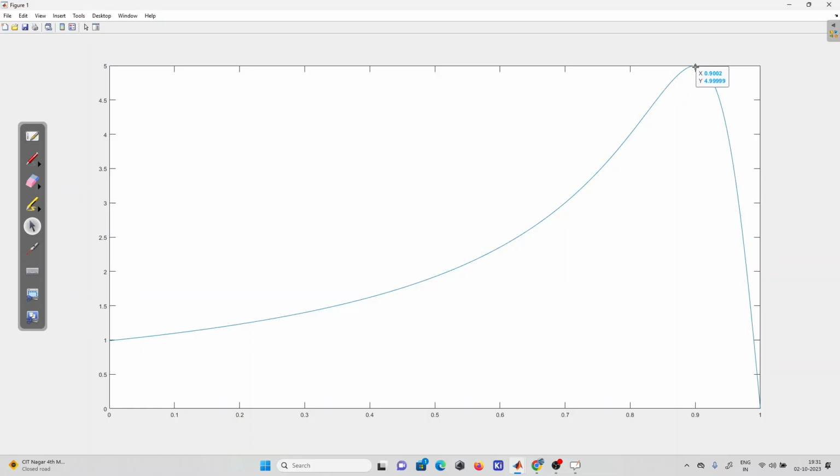Is it visible? Is it visible to all, this cursor value? Yes, sir. So see, at duty equal to 0.9 we are getting the highest gain. That we have already derived with the formula. You can do this in C coding also. If you know C, you can just write the code and plot the value. So if the gain is needed at a particular duty, you can see it from here also.